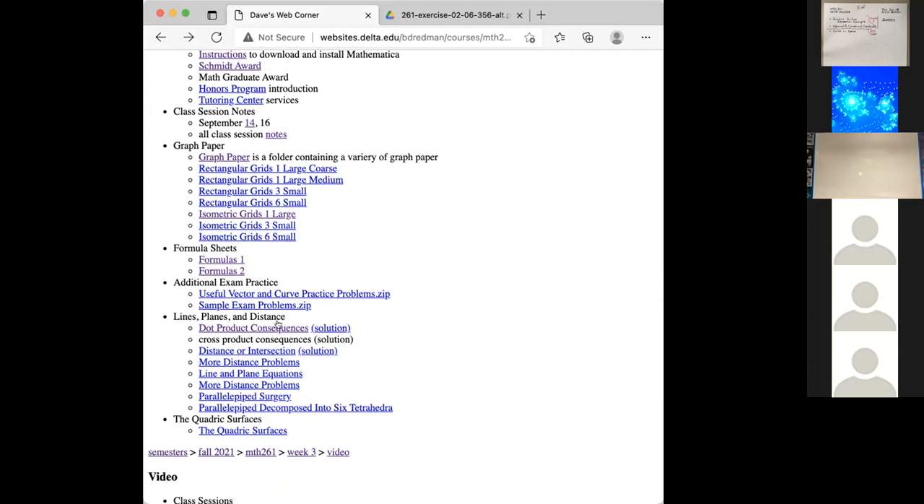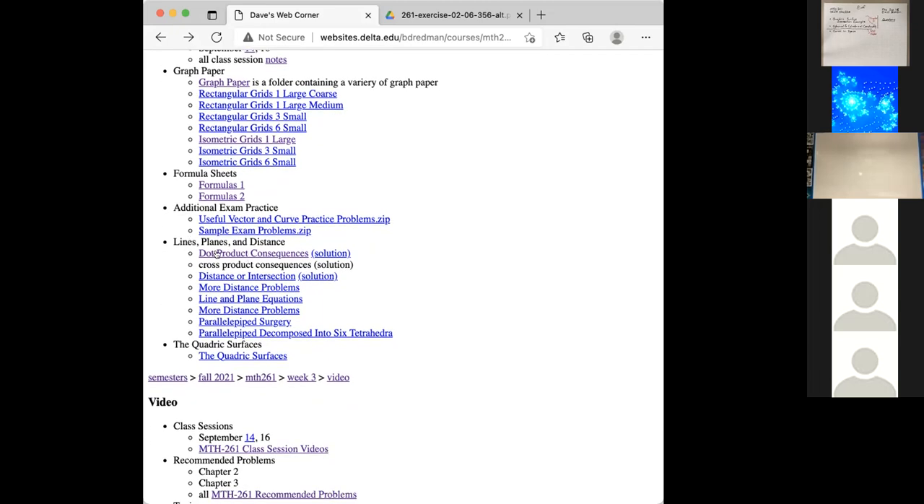As you prepare for exams, and we might talk about exams later, I've collected some former exam problems or some sample problems I've used in the past, and I presented them as folders here. The folders are just zipped up folders of problems. So problems and solutions in a folder, and then I compressed the file so that you could download it simply. So here's some useful vector and curve practice problems. If you click on that and download it, then you can open it on your machine. Sample exam problems similarly.